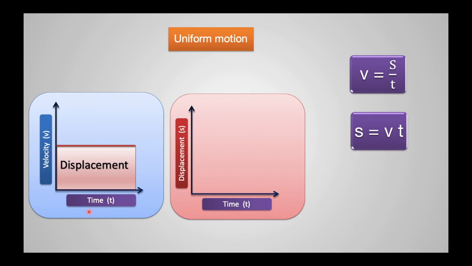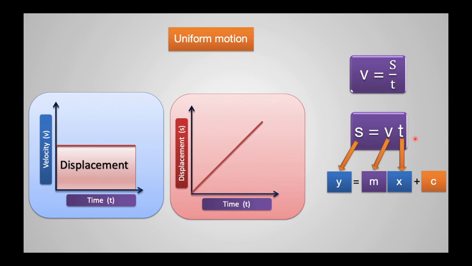Now let's plot how the displacement varies with time for this particular motion. In order to know the shape of the graph, I have the equation here. This equation can be easily compared with y equal to mx plus c, because on the y-axis you have displacement and on the x-axis you have time, and the y-intercept is 0 because there is no plus or minus here. Since this equation is in the form y equal to mx, it should be a straight line passing through origin.